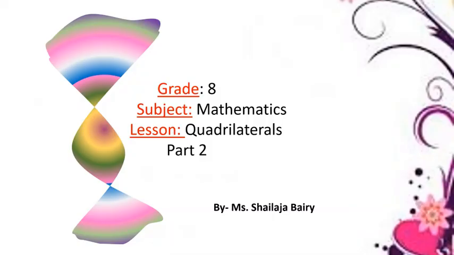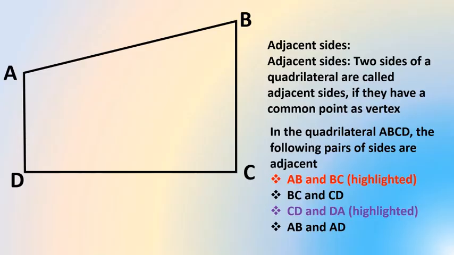It is the second part of the lesson on quadrilaterals. Today we are going to learn the adjacent sides of a quadrilateral. What does adjacent mean? Adjacent refers to sitting together. Sitting together means they are in contact, they are touching each other. Adjacent. There are also other words: co-sides, consecutive.